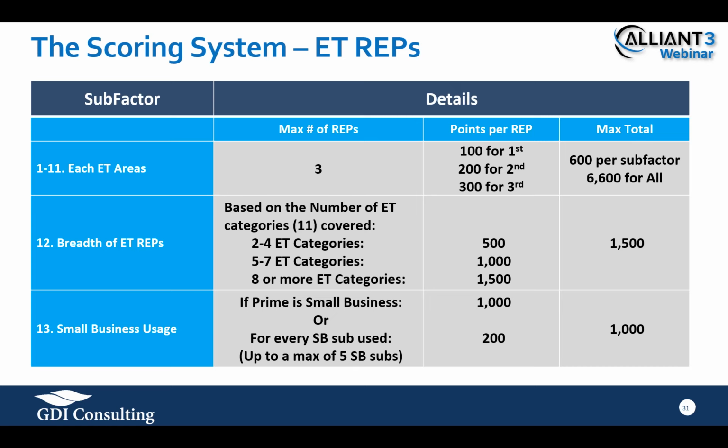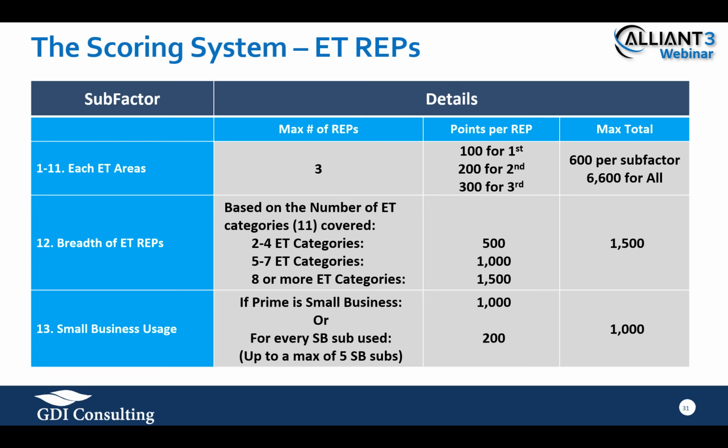Now, the 12th subfactor was called breadth of ET RAPs. Here they want to see how many of these 11 categories you covered. If you cover 2 to 4 of these ET categories, you get 500 points. When they say cover, it doesn't mean you have to have 3 contracts for each. Even 1 contract is enough. So if you have 1 contract in each area, that's considered covered.